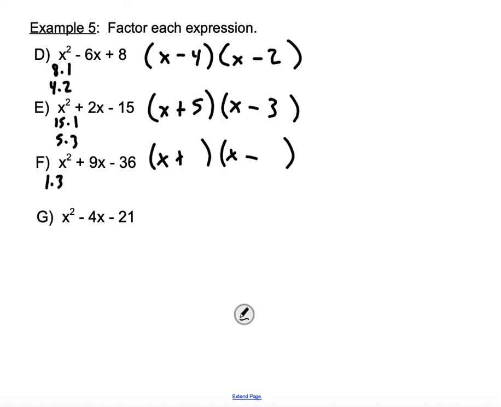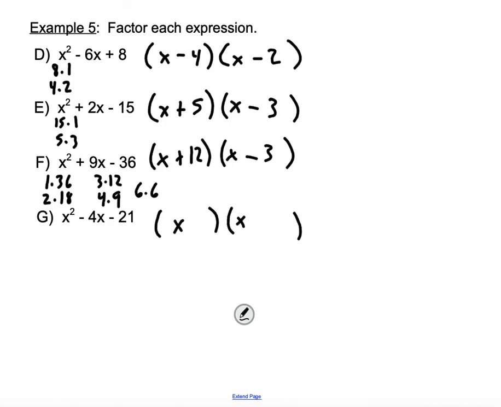So 1 and 36, 2 and 18, 3 and 12, 4 and 9, 6 and 6. All right, so I'm looking there. Because they have different signs, you're basically going to subtract the two. So which one are you going to subtract and get 9? Well, that'd be 3 and 12. The larger number has to be the positive, and the smaller number is the negative. So 12 times a negative 3 gives us a negative 36, and 12 plus a negative 3 is going to give us a 9.